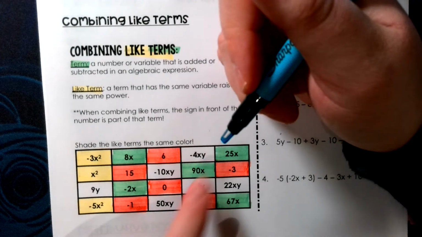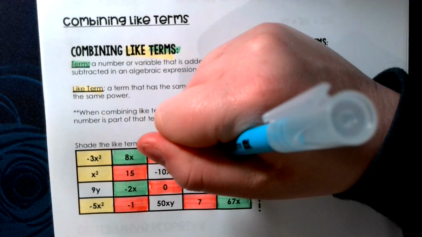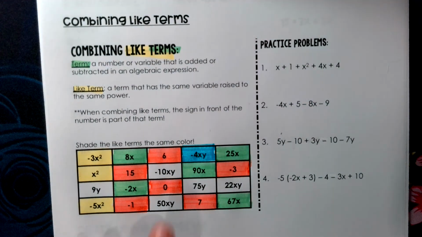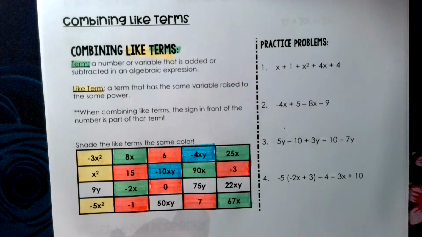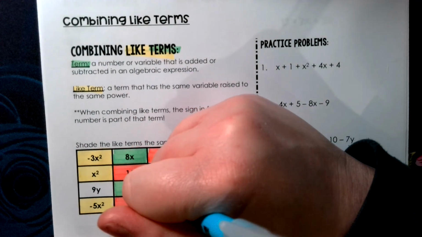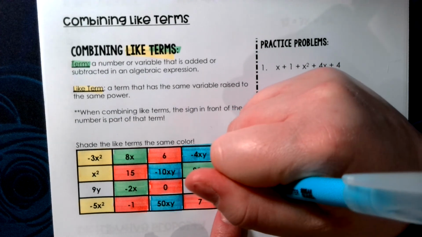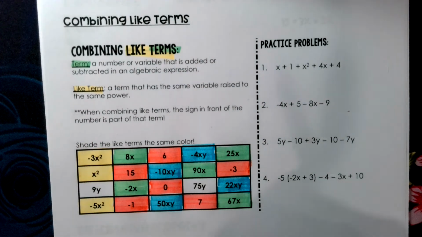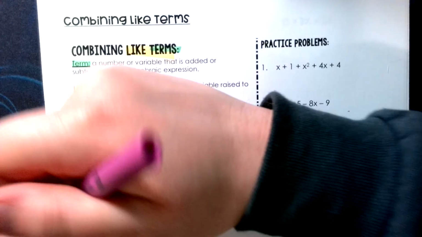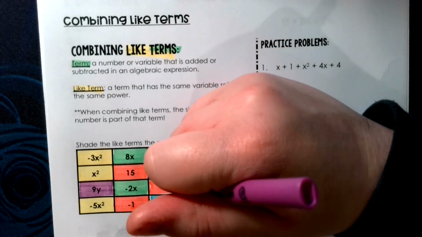Then I have xy's. It doesn't matter what's in front. It just matters that all the letters behind are the same. So I can combine that with negative 10xy. Those are like terms. 50xy, those are like terms. And 22xy. Those are like terms. And then the last set is just that plain old y. So I have 9y, and I have 75y.